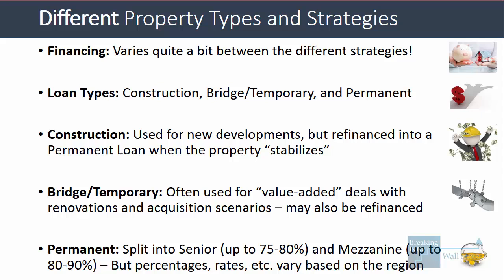permanent loan. Now, permanent loans are there for properties that are not expected to change too much. So acquiring a stabilized property that's not going to change too much. Often this is split into senior debt and mezzanine debt. Senior debt is backed by collateral, and it might support anywhere from 60 to 70 to 80% of the property's value. And then if you want to go beyond that, you can use mezzanine to go up a little bit higher to more like 80 to 90% of the property's value. Now, the percentages, the interest rates, the terms all vary based on the region. This is just a rough idea of what you might expect to see.